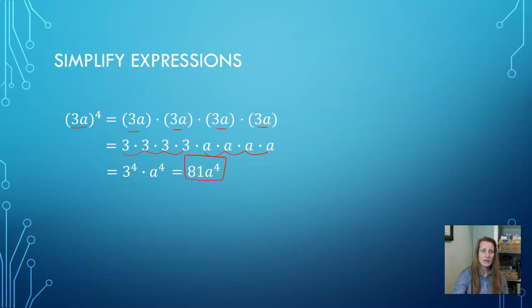Now remember, if I have numbers, I'm going to start to multiply them now. 3 times 3 is 9. Another 3 times 3 is 9. I can multiply my 9's together and I get my 81. Okay, so there's my number part. And the a to the 4th, since I don't have anything to plug in, it just stays a to the 4th.